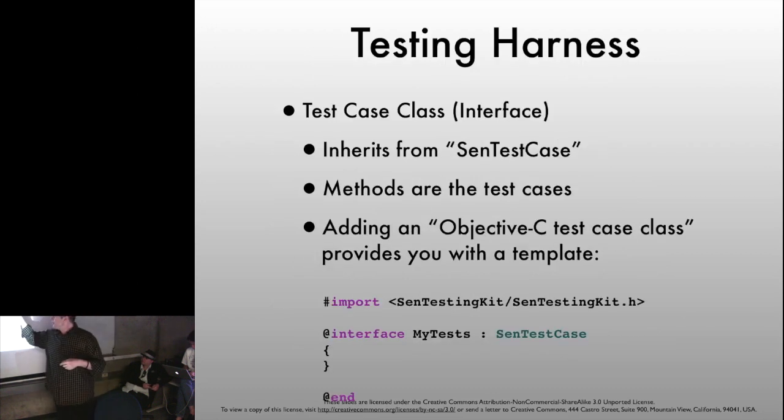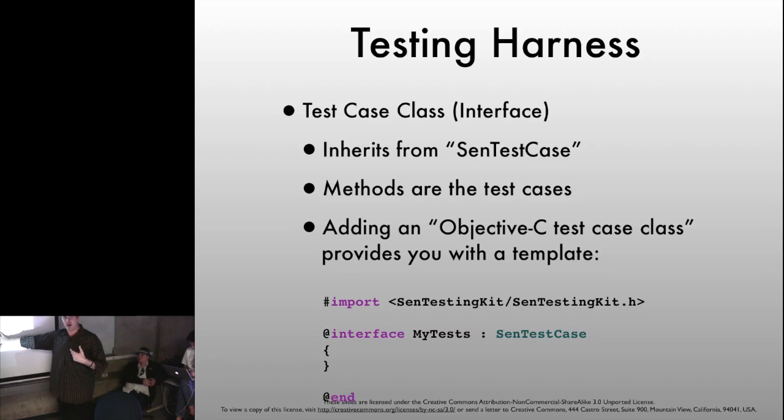So basically, here it is in a nutshell: the testing kit and the way the testing works. There's a test case class. It's an interface, and it inherits from the parent object, which is SenTestCase. The methods are all of your test cases that you want to run. You add an Objective-C test case class, which is what I mentioned previously for iOS and OS X. When you add a new file to your project, you add an Objective-C test case class.